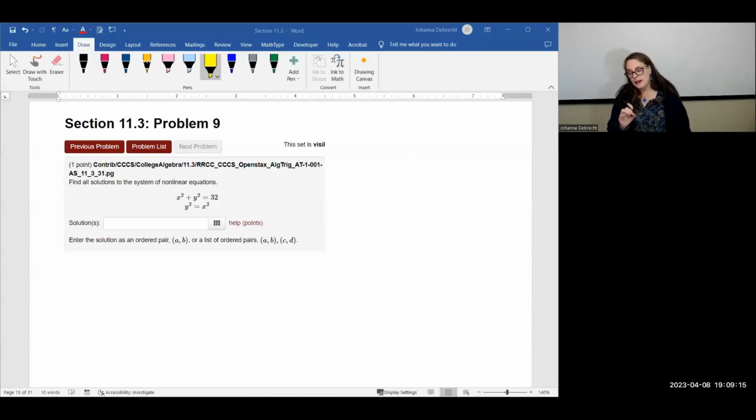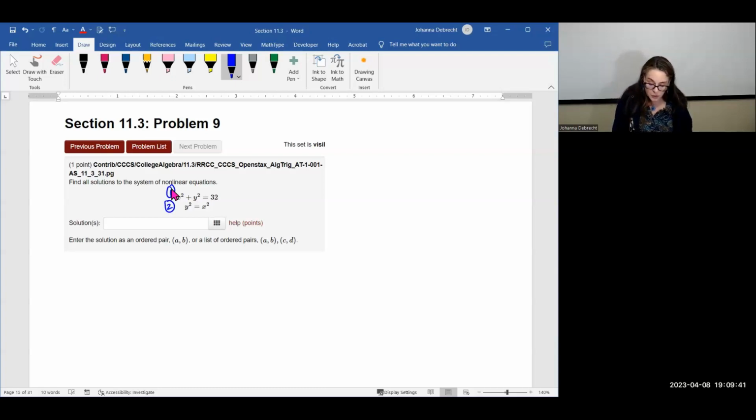So before I get into what you should not do, I want to backtrack a minute and work the last problem using the addition elimination method. It's the only one in our problem set where that's really even a reasonable choice. When I'm looking at this system of equations again, I've got equation 1, x squared plus y squared equals 32, and equation 2, y squared equals x squared.